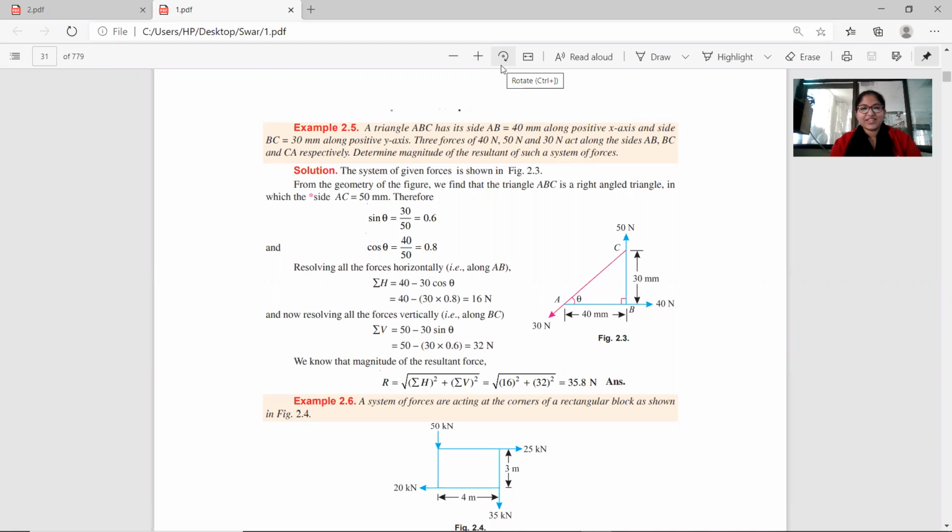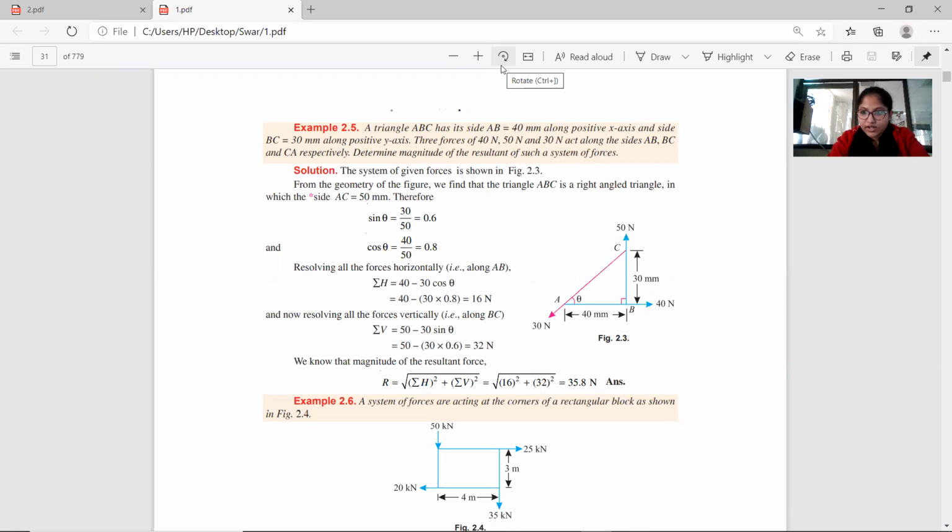So, in this session, we will discuss the numerical which we left in the previous session, on the basis of our coplanar and collinear forces, basically system of forces.